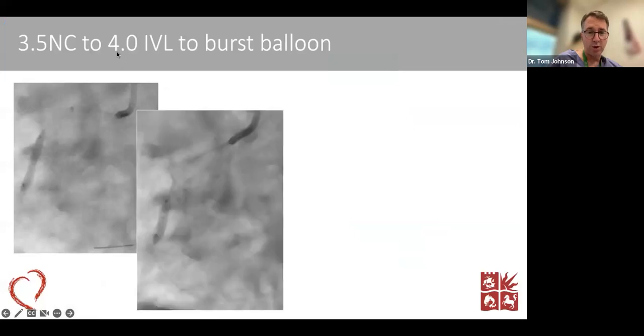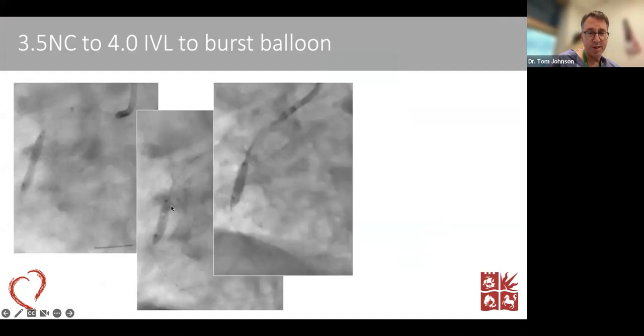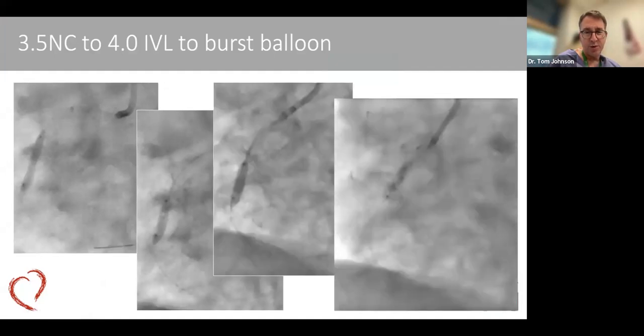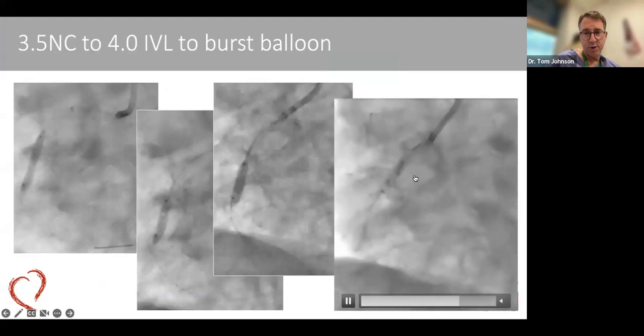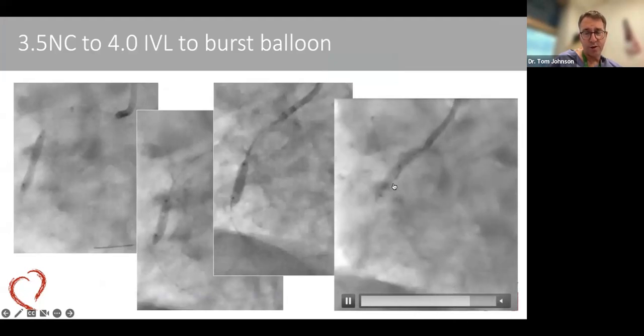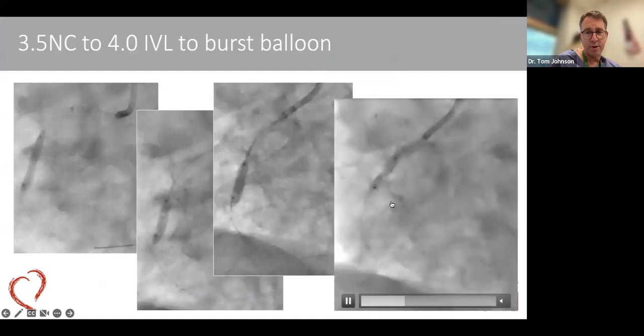So I then went on and took a 4.0 intravascular lithotripsy balloon. This was the original kind of 80 pulse balloon. You can see that being deployed again with some still persisting restriction. And in actual fact, the balloon burst. So here I've captured the fluoro image of the IVL balloon bursting after, I think, around 60 or 70 pulses of delivery to the vessel.